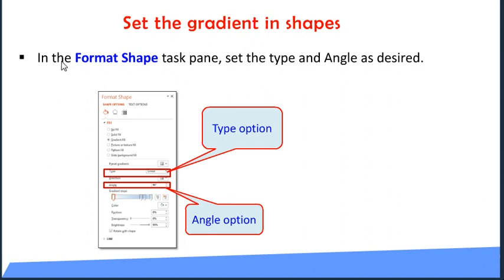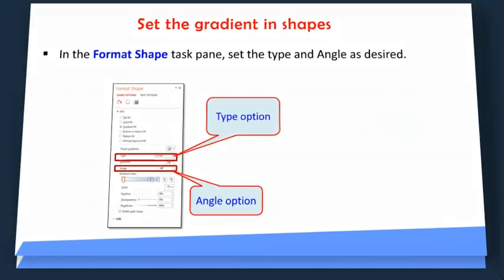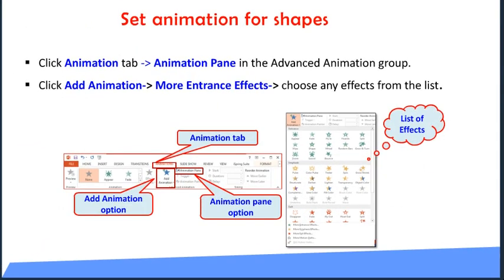In the Format Shape task pane, you can set the type and angle as desired. Here you can change the angles and the types. Which you need, you can select. You can set it also. Then now we are going to give the animation for these shapes.